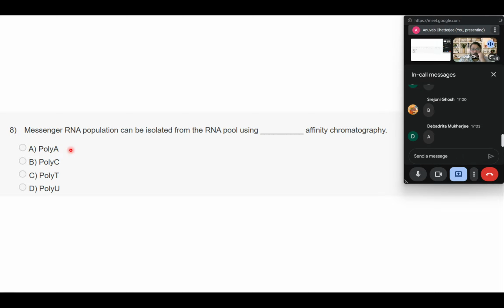Devadrita says that we can use a poly A affinity chromatography to separate mRNA. Srijani says it is poly U.